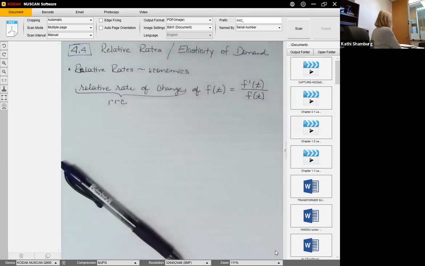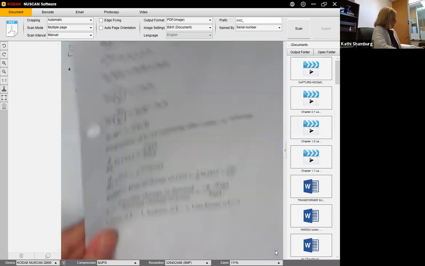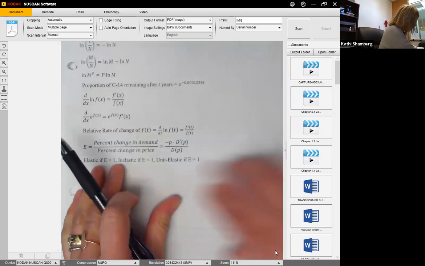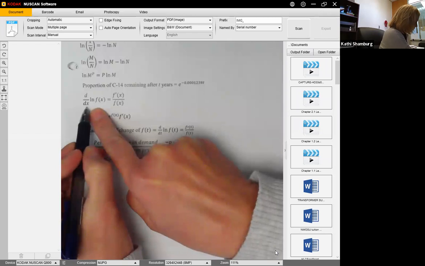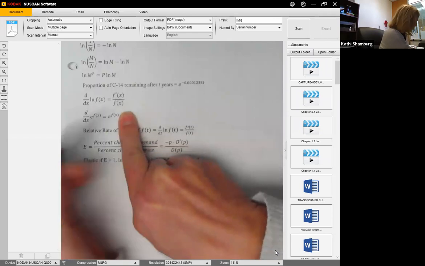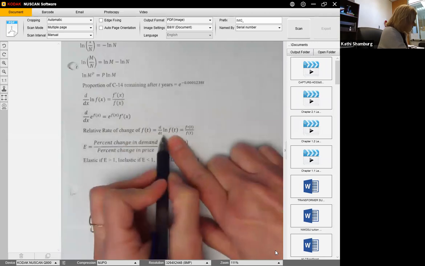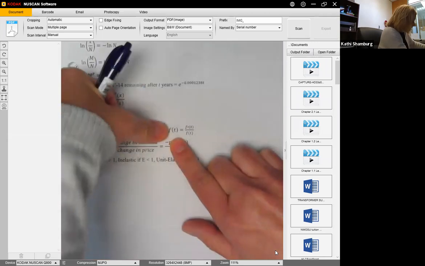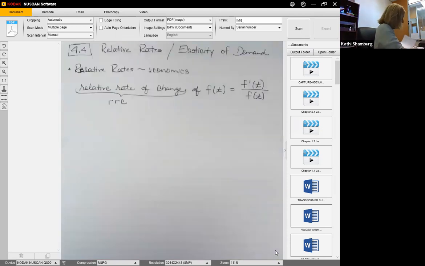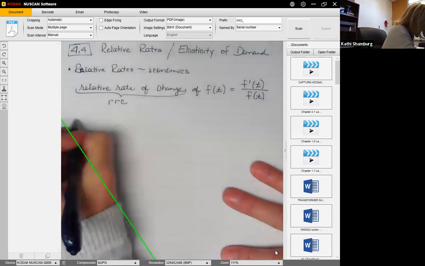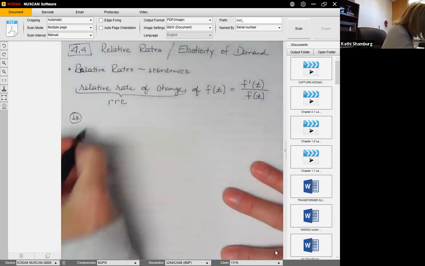Now, that should look familiar. The natural log formula, when you're finding the derivative, was the derivative over the function. And if you'll notice, relative rate of change shows that as well. All you need to do is find the relative rate of change by taking its derivative over the original function. Now, we'll eventually be given a function and have to find its derivative. But before we do, I want to show you why this is used.